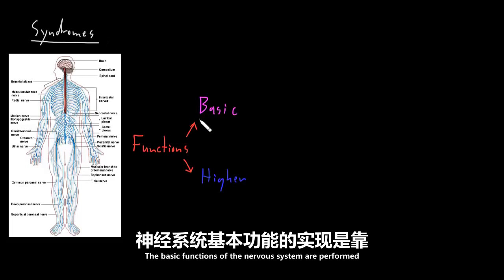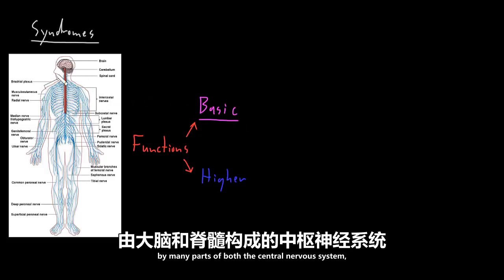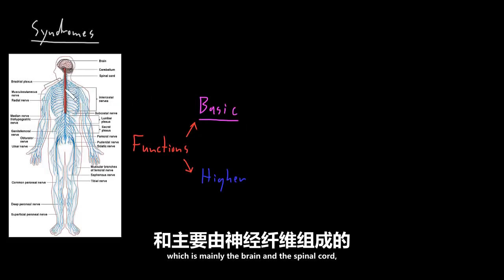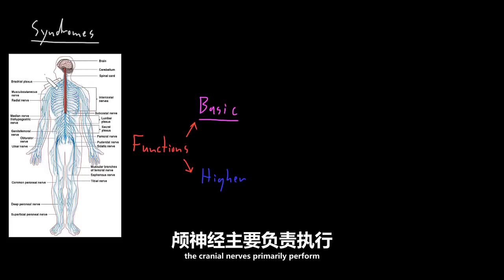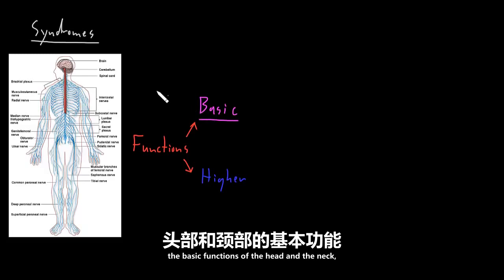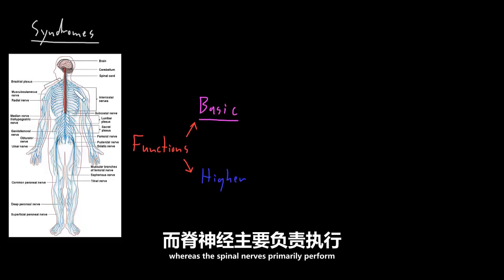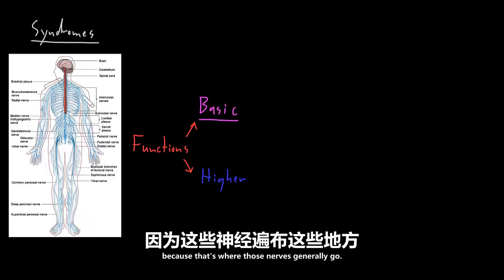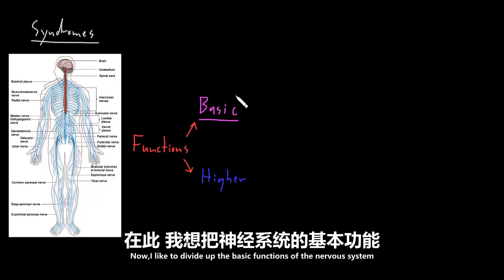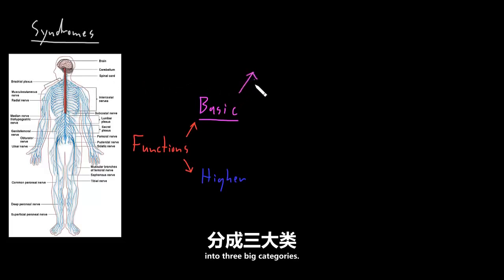The basic functions of the nervous system are performed by many parts of both the central nervous system, which is mainly the brain and the spinal cord, and the peripheral nervous system, which is mainly the nerves. When it comes to the nerves, the cranial nerves primarily perform the basic functions of the head and the neck, whereas the spinal nerves primarily perform the basic functions for the limbs and the trunk, because that's where those nerves generally go. Now, I like to divide up the basic functions of the nervous system into three big categories.